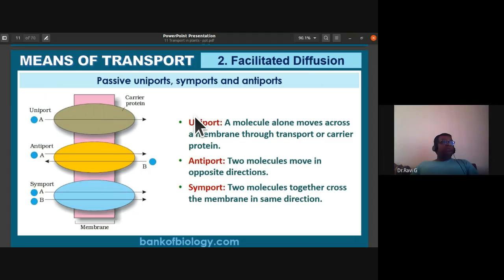So in uniport, it is in a single direction and a single molecule. A single molecule moves across the protein membrane through the carrier protein or transport protein. We call it uniport.